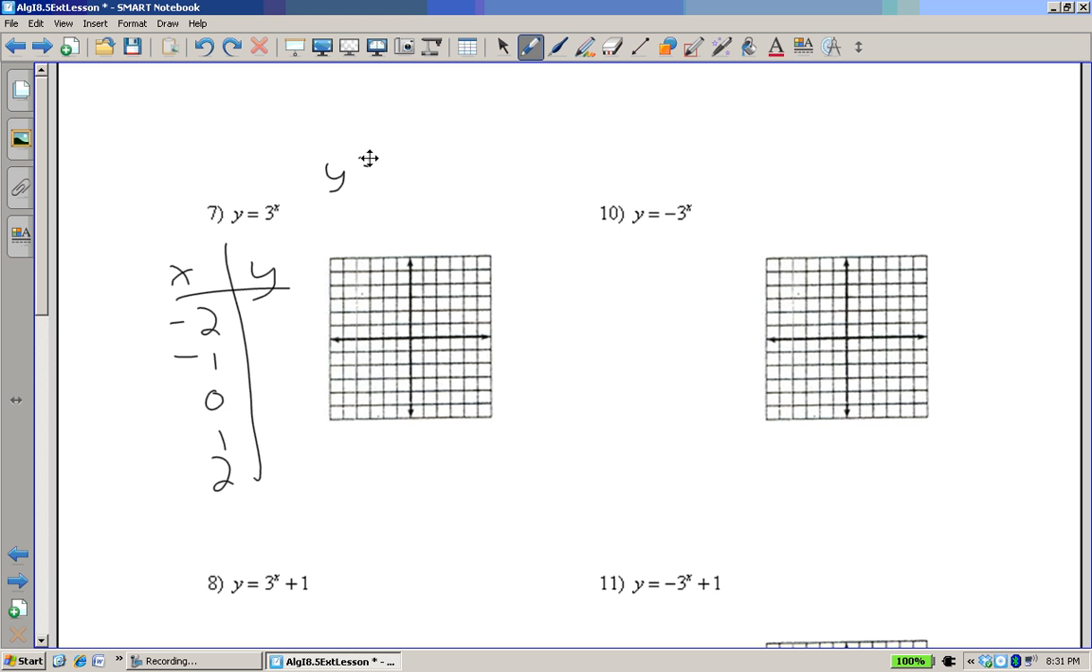Okay, so we're going to plug in these values. It's going to be y equals 3 to the -2nd. That's y equals 1/9. To the -1st is going to be 1/3. The 0 power will be 1. The first power will be 3. Second power will be 9. So -2, 1/9; -1, 1/3; 0, 1; 1, 3; 2, 9.